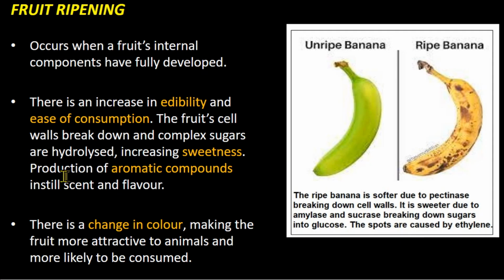So also, when ripening occurs, it's going to produce aromatic compounds. This is going to instill scent and flavor. There's also going to be a change in color. Usually what's happening here is that the chloroplasts are being converted into chromoplasts that produce these different colors. This here would make the fruit more attractive to animals and more likely to be consumed. Remember, animals usually eat fruits, digest their seeds, and disperse their seeds through their feces.